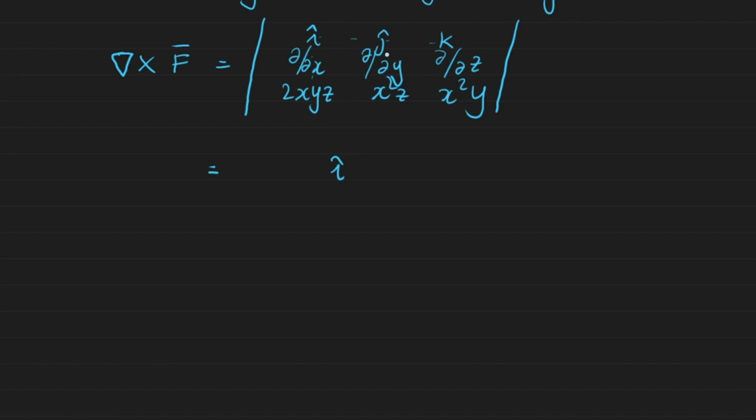So you have to take the derivative of x squared y with respect to y. And then what do we get? We get x squared. And then minus the derivative of x squared z with respect to z, and that gives us x squared. And then minus, now we're looking at j. We block out the first row and second column, and we take the derivative of x squared y with respect to x. And what do we get? 2xy. And then we do the same thing with the derivative of 2xyz with respect to z. And what do we get? 2xy.